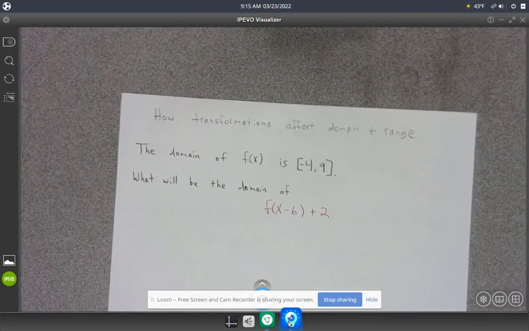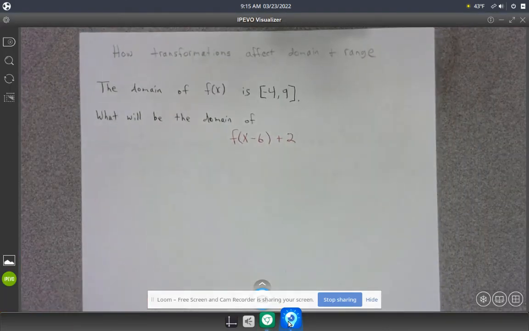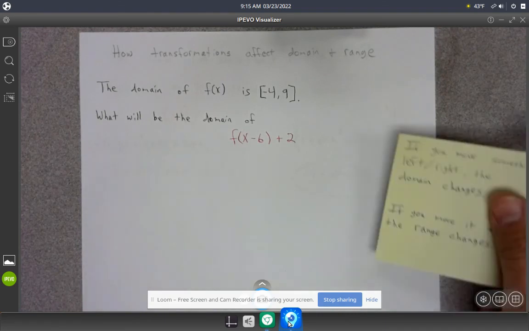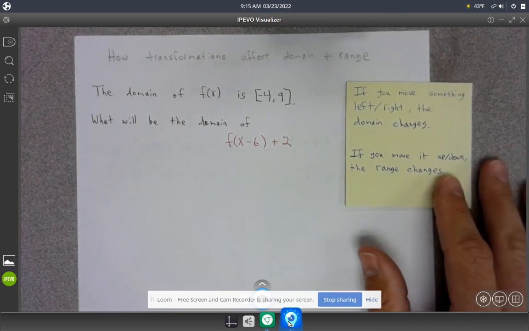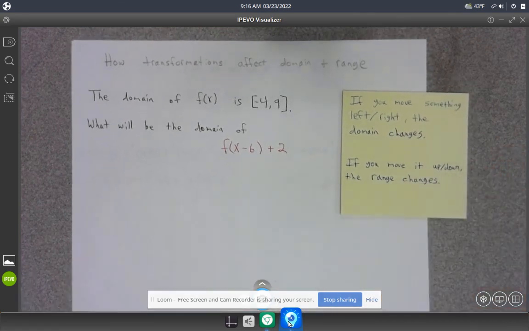Okay, so in this video, we're going to look at how moving a function around, transformations, are going to affect the domain and range of a function. And hopefully it's not too bad. I think it's pretty straightforward, but we'll see.